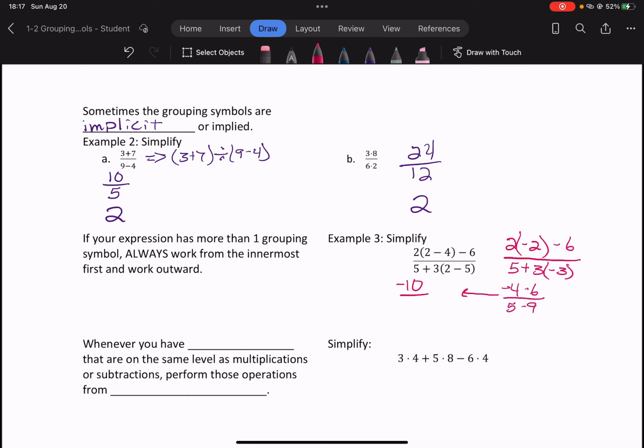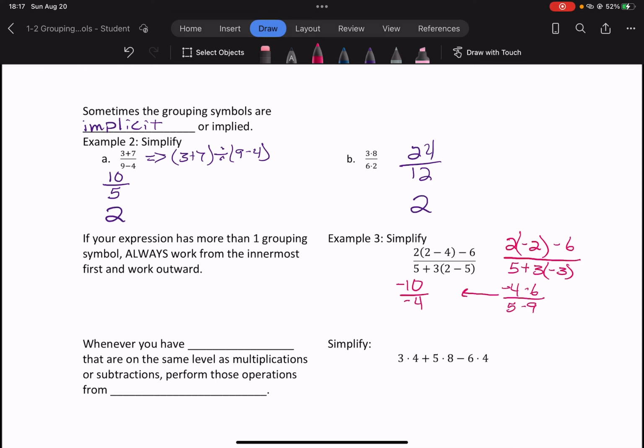5 minus 9, notice that 5 is positive, the 9 is negative. So we're adding two numbers that have opposite signs, so we subtract them. Which one's bigger? 9 is bigger, so it's going to be a negative. 9 minus 5 is 4.